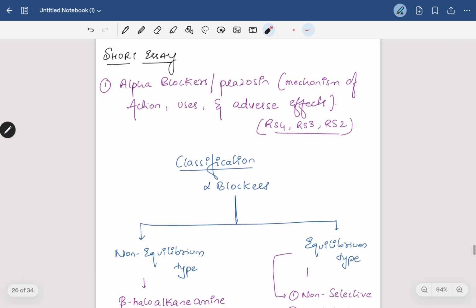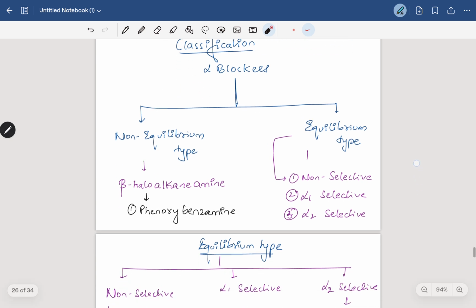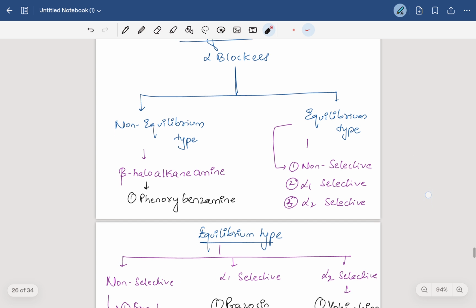So this is the question that we are going to be solving today. That is, write a short essay, or it can be like a 5-mark question on alpha blockers or prazosin. Write its mechanism of action, uses and adverse effects. I have also written classification, so that if in any question classification comes, you know about the classification also, and it is important to know about it.